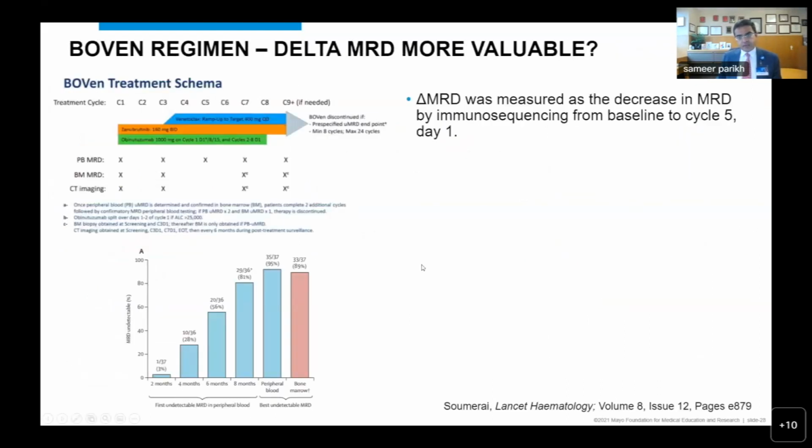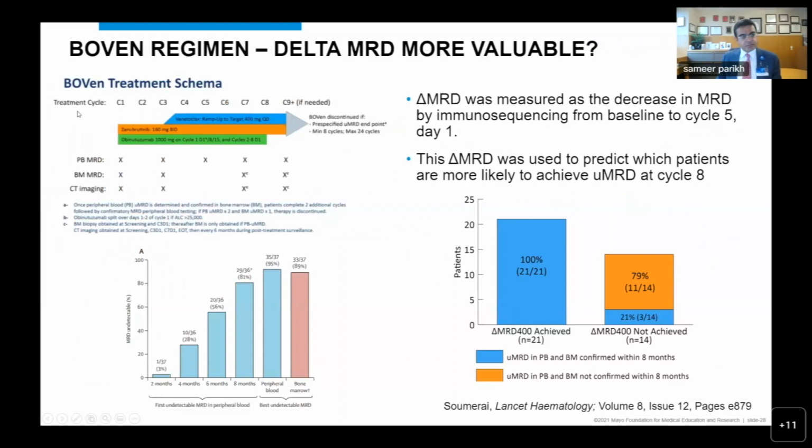And then finally, I want to just emphasize the BOVen regimen. This is a triplet regimen where patients receive zanubrutinib, obinutuzumab, and venetoclax. Obviously, all of these patients achieved excellent MRD negativity, but they also looked at the delta of the MRD, meaning the change of the MRD, and whether that predicted which patients were more likely to achieve MRD negativity faster. They were actually able to show this very nicely in this study, suggesting that again, it's the rate at which patients achieve MRD negativity that is more important.